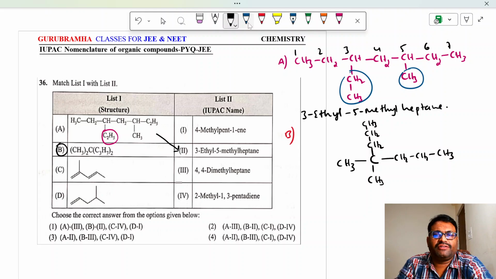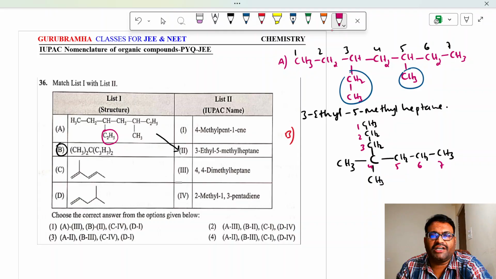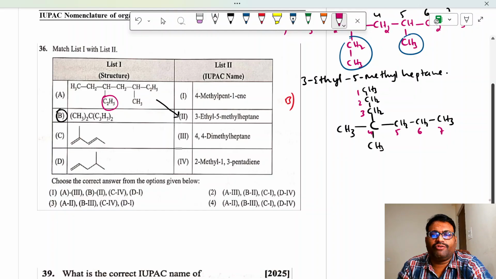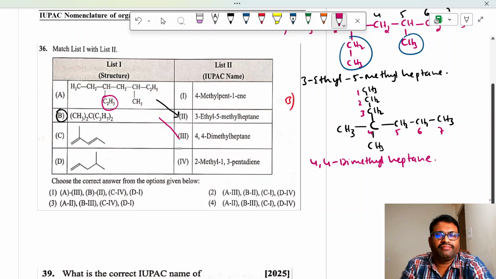Now number it. When you number it, you start from here 1, 2, 3, 4, 5, 6, 7. For a hydrocarbon, when selecting the parent chain, you have to see that it contains the maximum number of carbon atoms, right? So what will be the answer? 4,4-dimethyl heptane. So you can find it here.